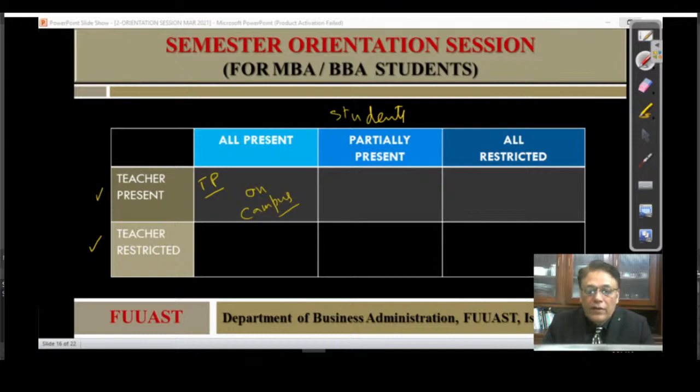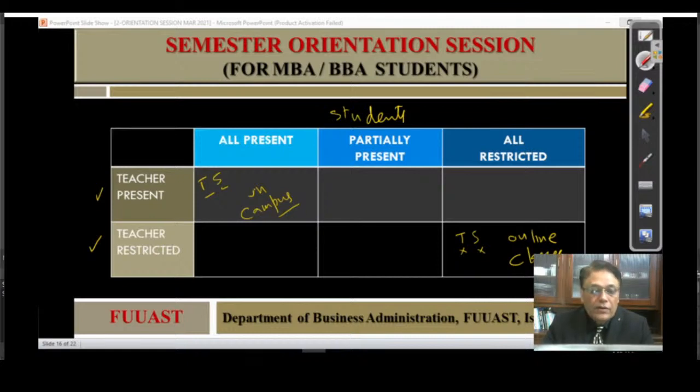That is what we are expecting to have. Whereas in this situation, the teacher is restricted and the students are also restricted. So there is no possibility of conducting the classes in person. In this case, the only possibility is online classes, online sessions. I am just talking about the live classes, the class conduct.